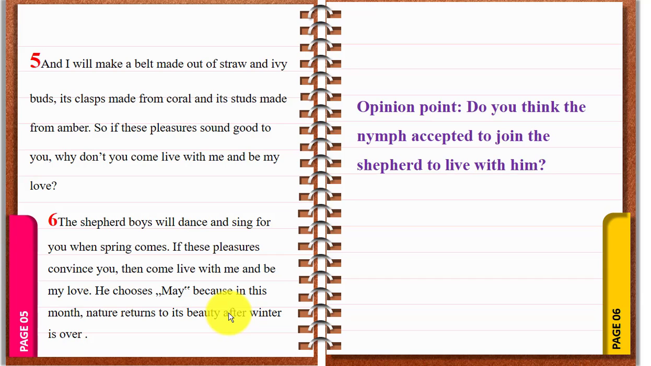Take your notes from here. Pause at every point so that you can write down what you understand from this line, and just think about what is coming up next. Just think about what the nymph, probably this lady who's been offered these things, will say in response. So you have an opinion point here. Just pause and think about it. Do you think the nymph accepts what the shepherd has offered? Do you think the nymph comes along and joins the shepherd to live with him?